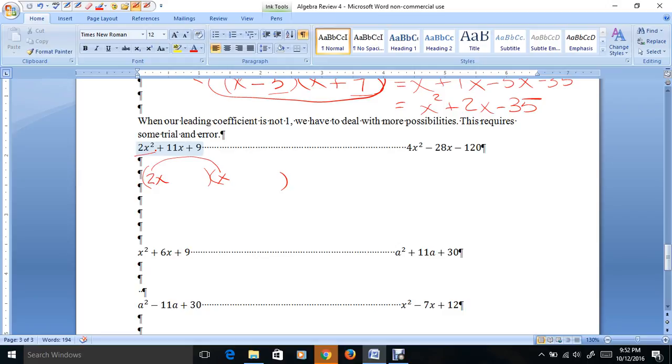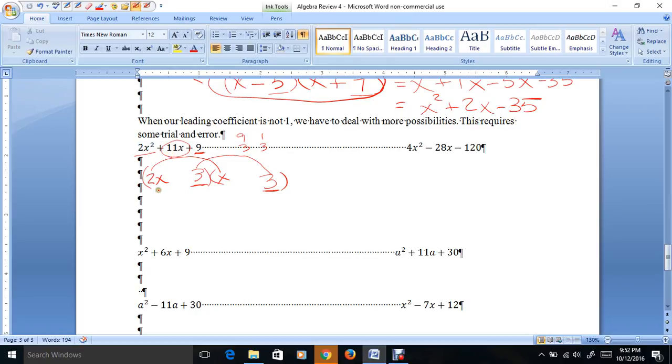But we still know that the two numbers we're looking for have to multiply together to give us 9, because this constant term, the last term of the trinomial, comes from multiplying these two numbers. So it's either got to be 9 and 1 or 3 and 3. Those are the only multiples of 9. Alright, let's try 3 and 3, because it's more likely going to be 3 and 3. So let's just look at where this 11x is supposed to come from.